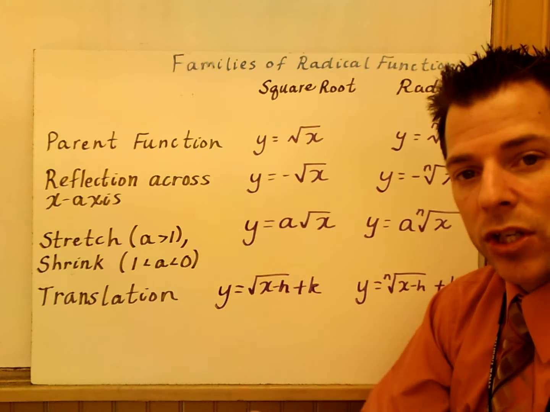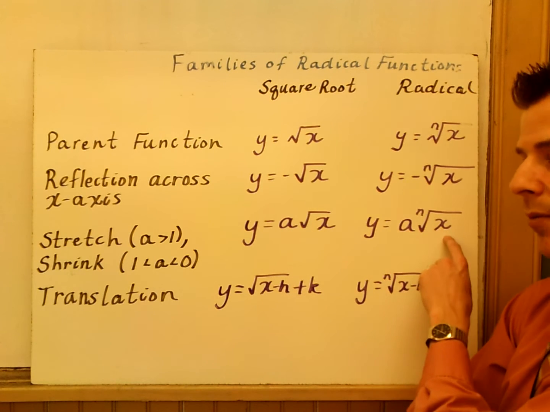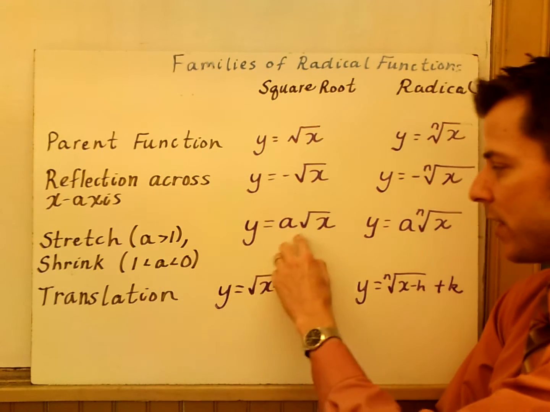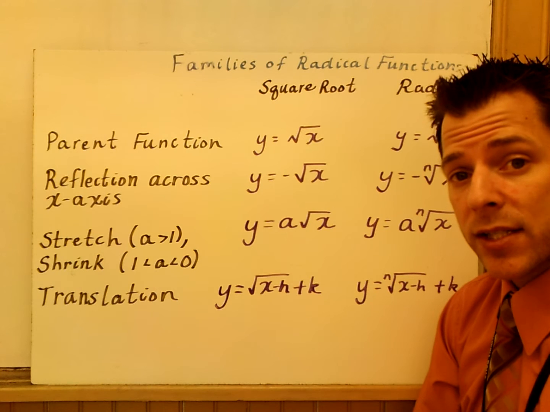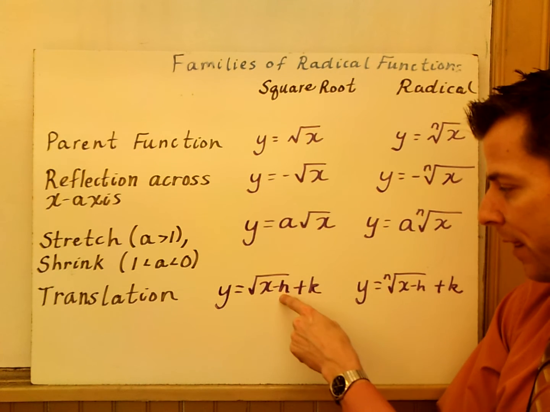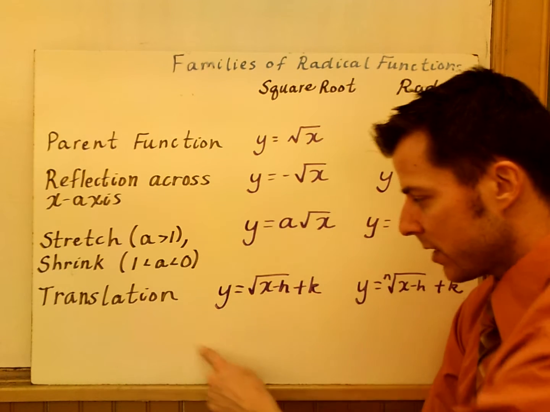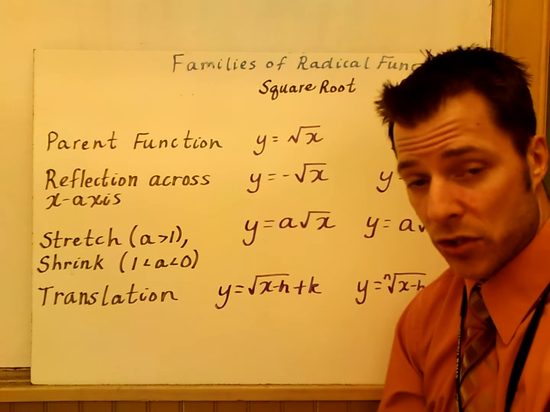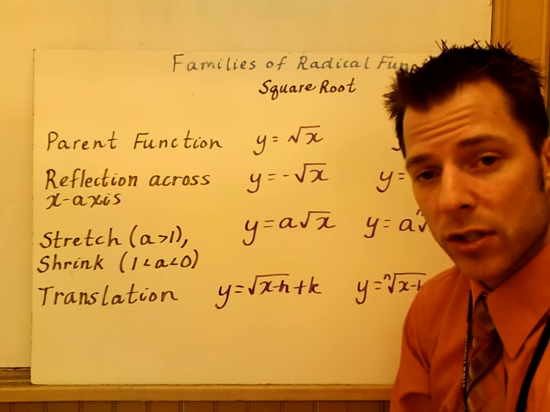When you stretch, your a value has to be greater than 1. That's just a times root x, or a times the nth root of x. Shrinking, you're just between 0 and 1, but it's the same equation. Translating is the same as quadratics in vertex form, x minus h plus k. The h is underneath the radical, the k is not. H and k affect the graph the same way as with quadratics: left and right for h, and k brings our function up or down.